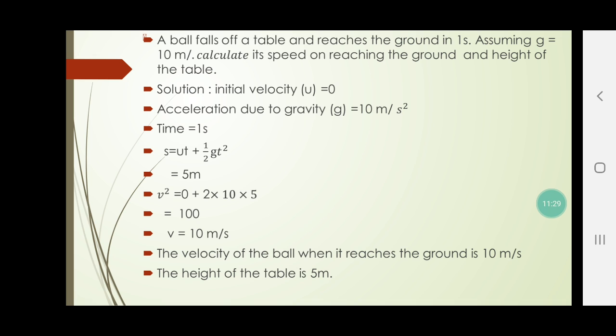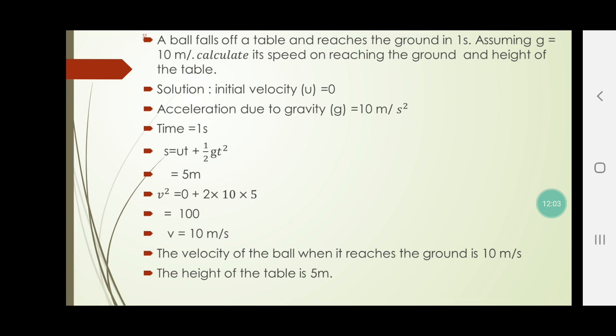Next problem. A ball falls off a table and reaches the ground in 1 second. Assuming g to be 10 meters per second square, calculate its speed on reaching the ground. Means velocity we have to find out, and the height of the table. Now solution: initial velocity will be 0 as it is coming downward. Acceleration due to gravity will be positive, that is 10 meters per second square. Now time is 1 second.